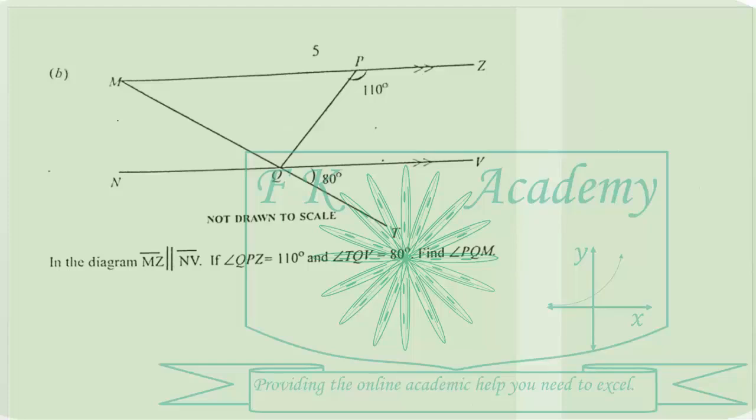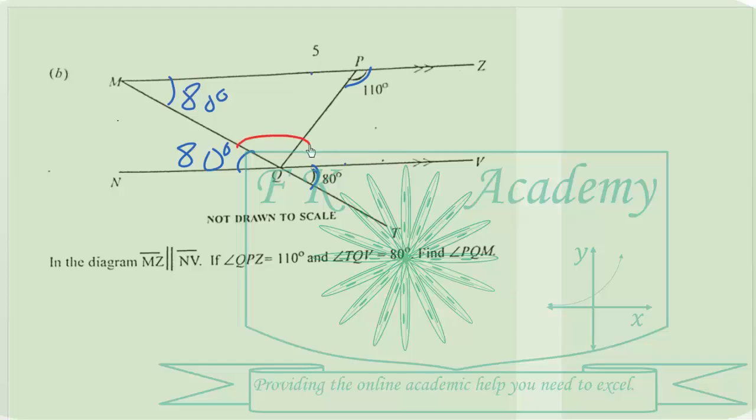The B part of the question, in the diagram, MZ is parallel to NV. So this line is parallel to this line. If angle QPZ is 110, this is QPZ, and angle TQV is 80, find angle PQM. So this angle and this angle will be equal. Vertical opposite angles are equal. Then this also will be 80 degrees because alternate angles are equal.